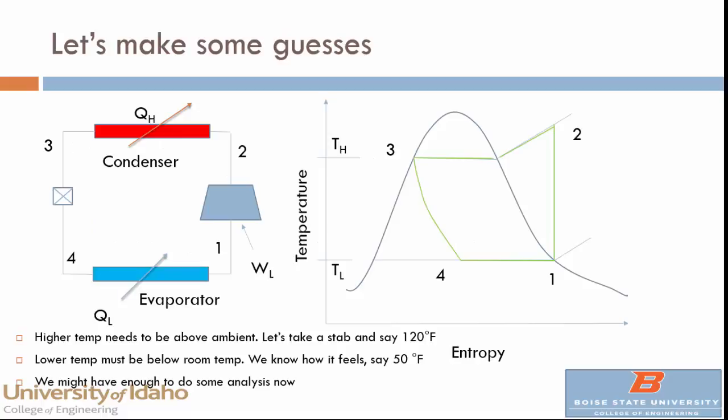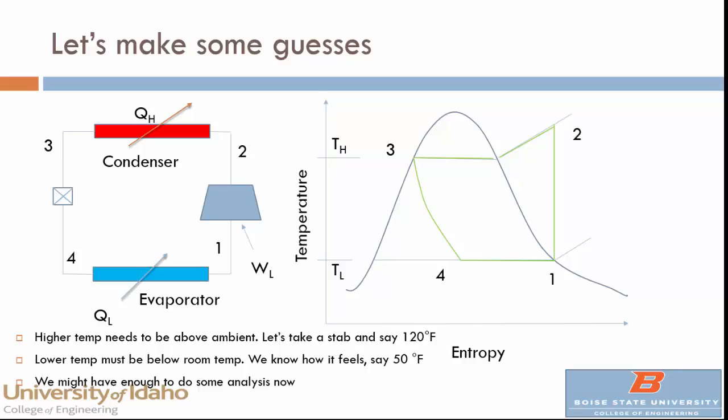Okay, so the only way we can really get any traction here is to start making some assumptions. I mean, if we had the unit, we could start making some measurements. We could see how hot the condenser unit was, how cold the evaporator units are. But we know the condenser has to be higher and above ambient. So let's just say it's a really hot day and maybe it's 100 degrees. So the condenser is at 120.